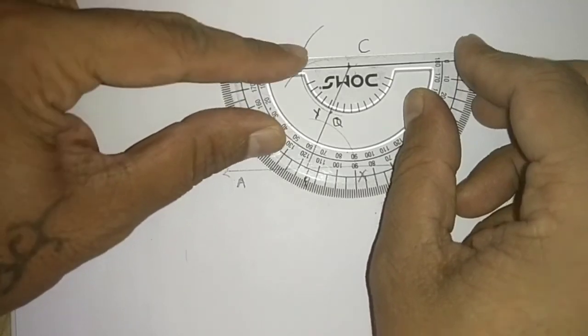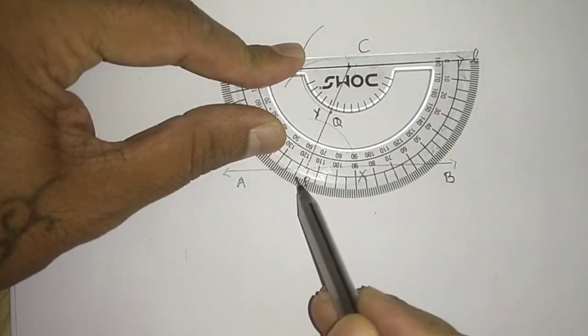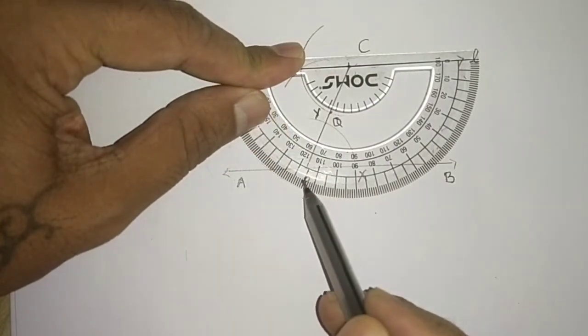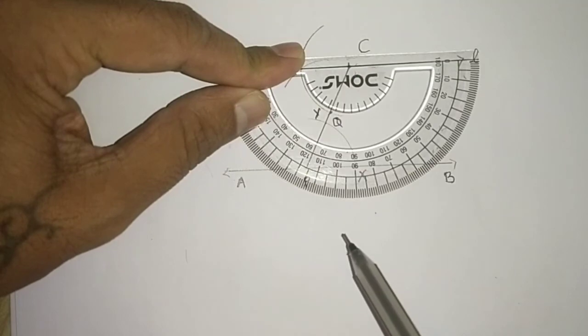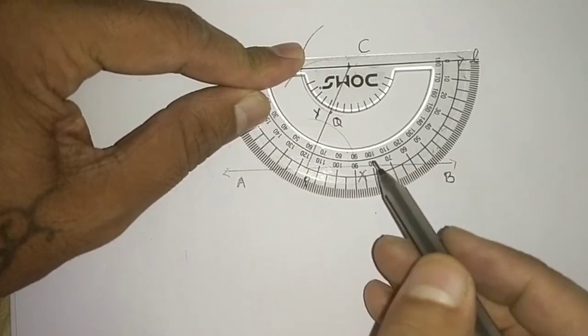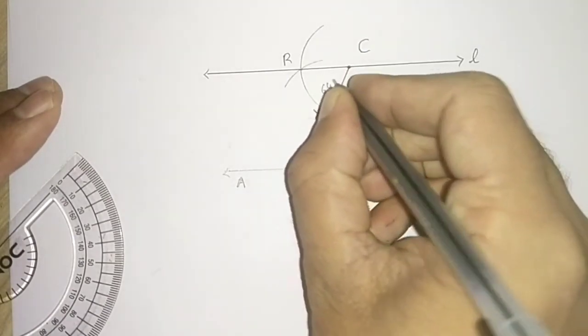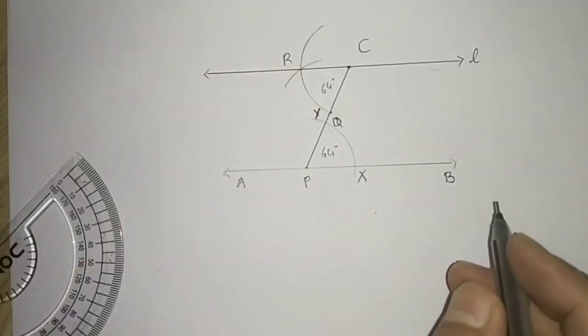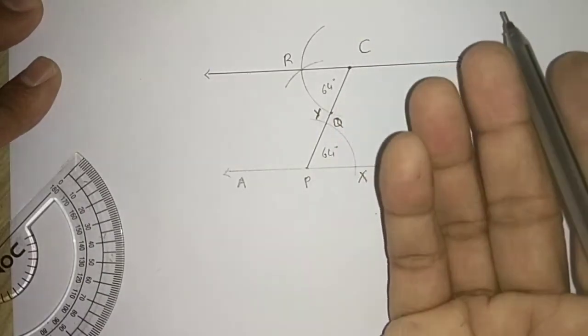Okay, you can see this line. It is on 64. Here 60 and here it is 65. So it is exactly 64 degrees. So we have got 64 degrees here and 64 degrees here. Students, I have got 64 degrees. You can get any degree.